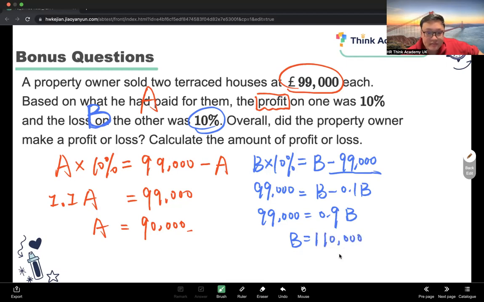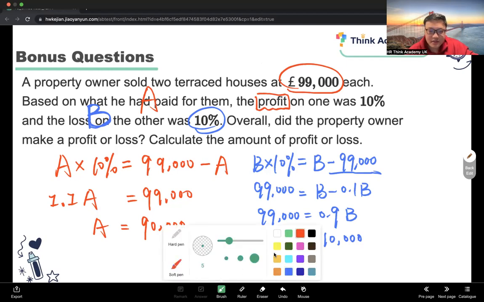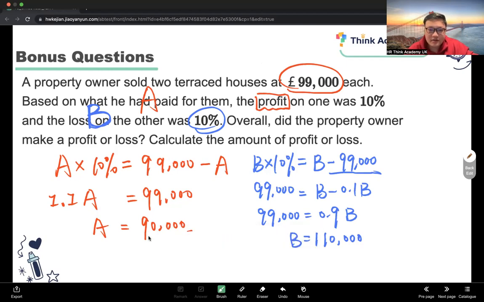Is that this much? It's going to be 110,000 if you get B. So guys, let's compare these two numbers. For the first horse, you're going to get a profit of 9,000 because you use this number, take away 90,000, right?